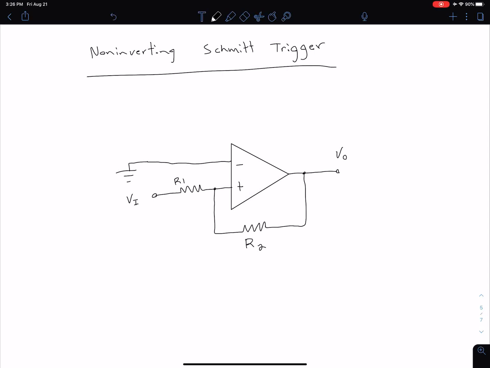So now let's take a look at our non-inverting Schmitt trigger configuration. We can see our circuit below looks very similar to what we saw for our inverting configuration. We still have this positive feedback where our output is connected to our non-inverting terminal via R2. The only difference is now we have our ground connected to our inverting terminal and our input voltage VI indirectly connected to our non-inverting terminal.